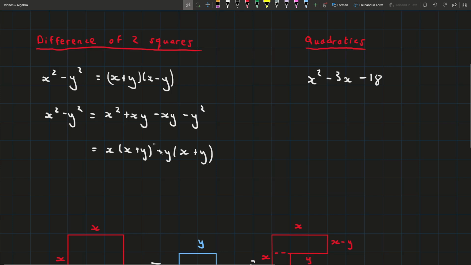Because, again, if you're not sure, you can expand it back out. If we took out a plus y, then the problem would be that this bracket wouldn't match this bracket. So that's why we took out a minus y. Or we could do it in two steps if we weren't sure. And then you can just factor out the x plus y, and then you'll get this formula.